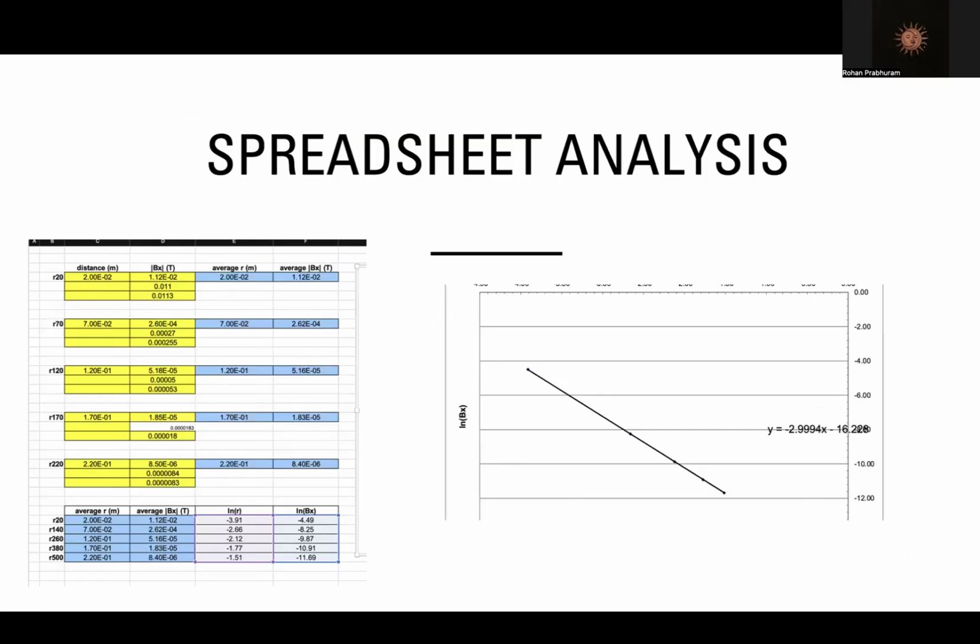Looking at the spreadsheet, this graph shows the on-axis data in logarithmic form with a linear fit. The strong correlation confirms that our measurements follow a power law relationship. Minor deviations are likely due to sensor misalignment or ambient noise, but the trend is consistent across trials.